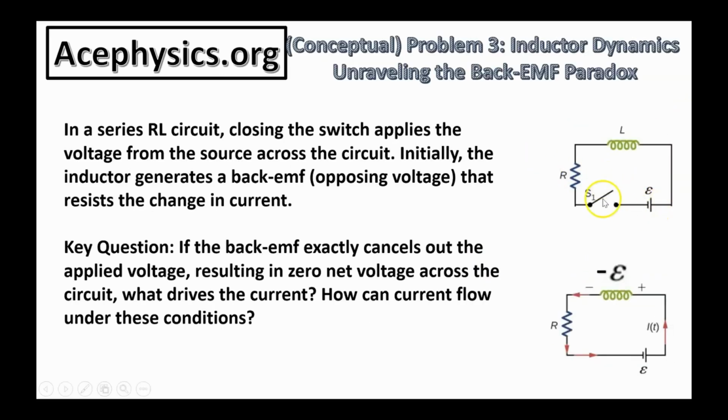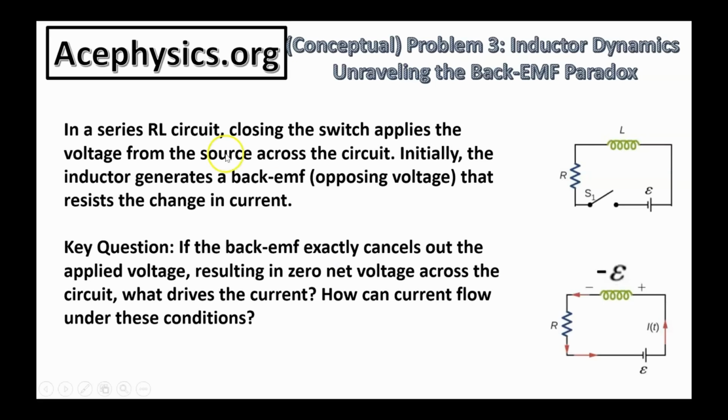This is a series RL circuit. There's a battery, a resistor, and an inductor. When the switch is open, no current can flow in the circuit. It's an open circuit. When the switch closes, initially, all of the voltage of the battery is dropped over the inductor. And the question is, if the back EMF exactly cancels out the applied voltage, resulting in zero net voltage across the circuit, what drives the current? How can current flow under these conditions?